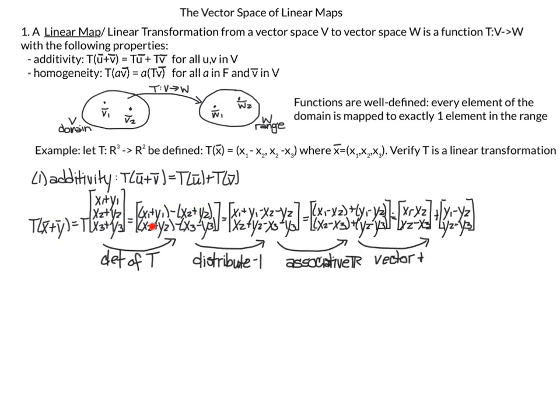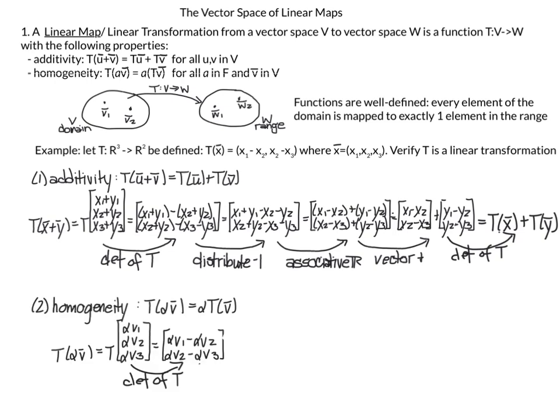The rest over here is algebra, which I have notated. We use the distributive law to distribute the negative sign. We group the x's together, the y's together, and then by property of vector addition, we separate out the x vector from the y vector. And what we have is exactly the transformation of the x vector, and this over here is the transformation of the y vector.